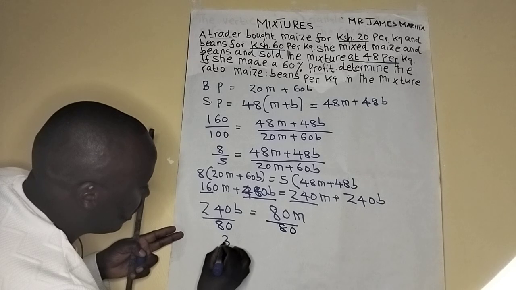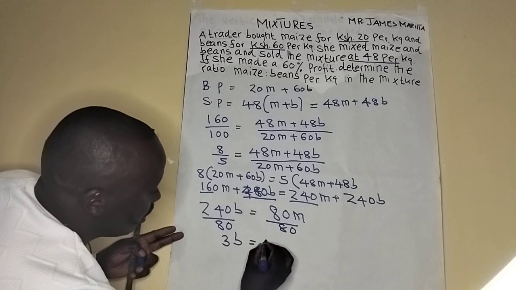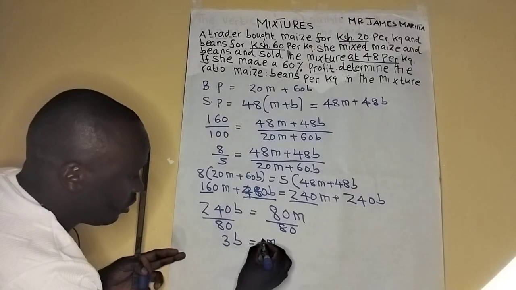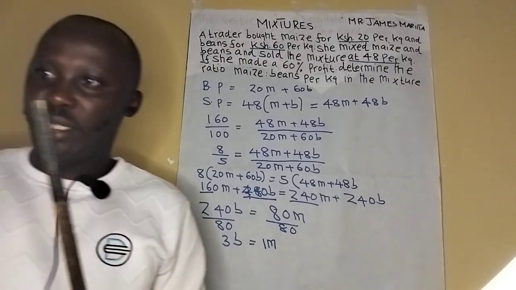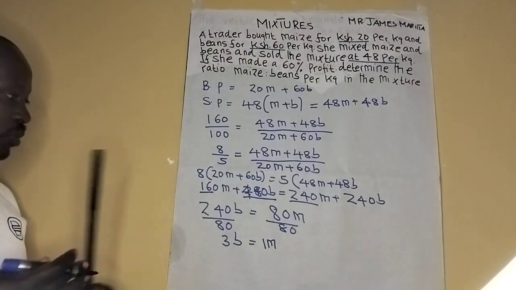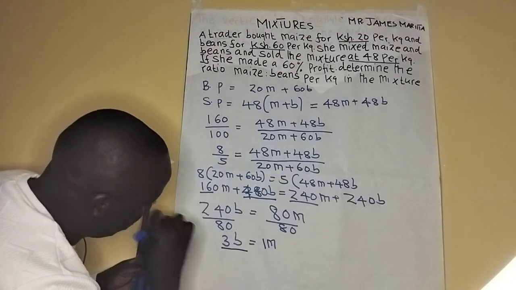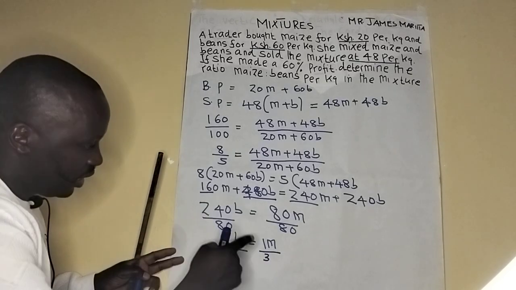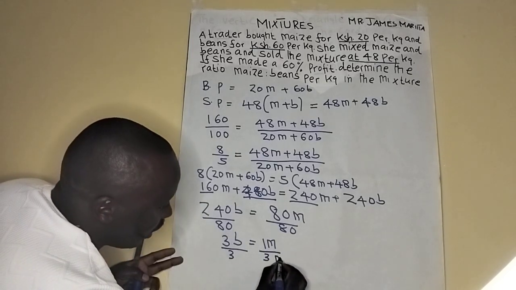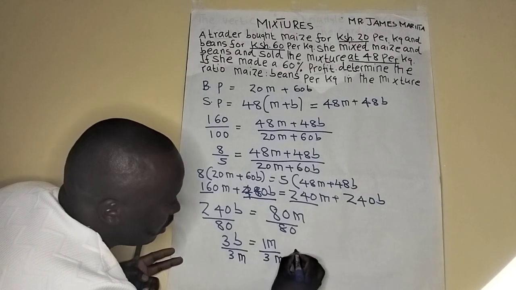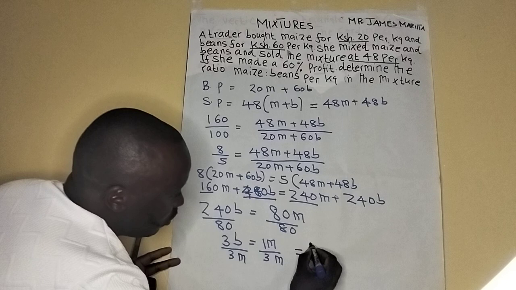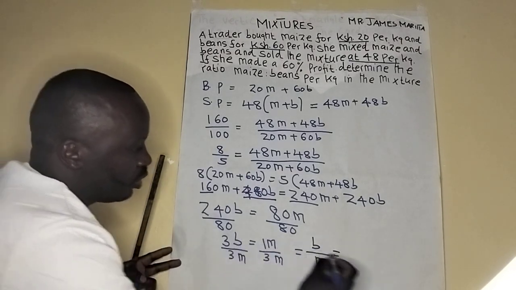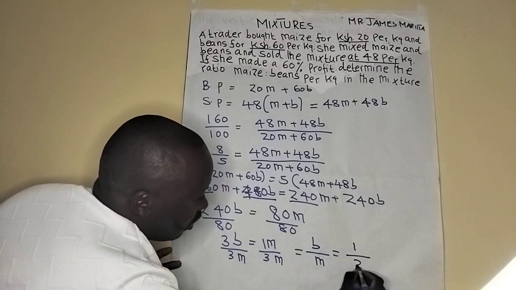We get 3P is equal to M. So 3P is equivalent to 1M. We divide this one by 3, and on this side we divide by 3. Then again, to remove this M, we divide by M, and we remain with P over M, which equals 1 over 3.